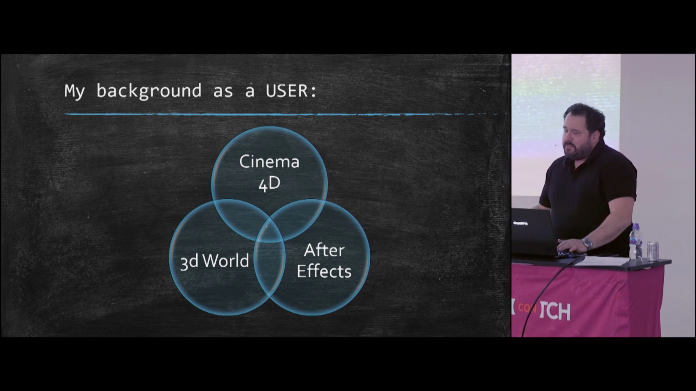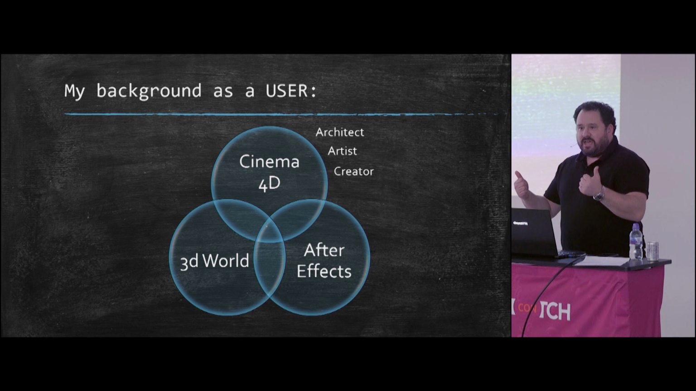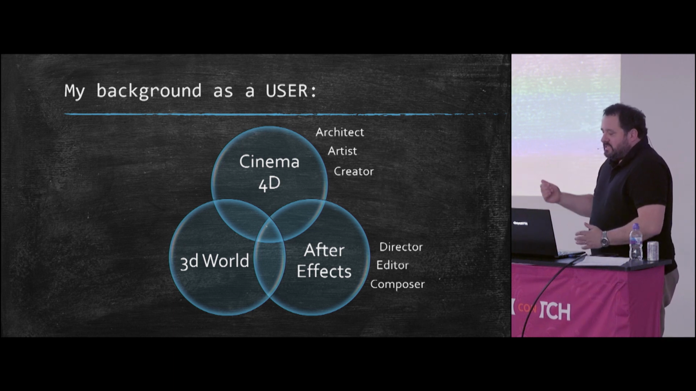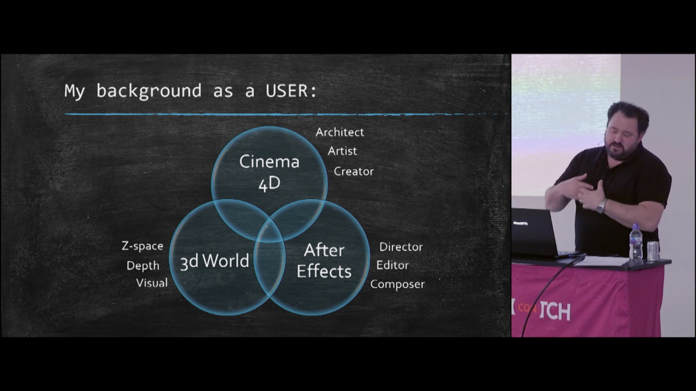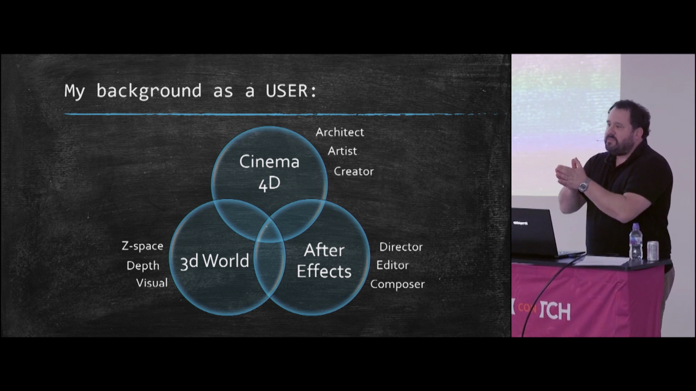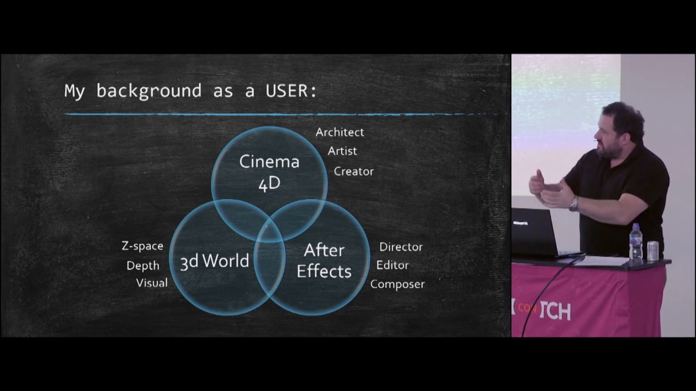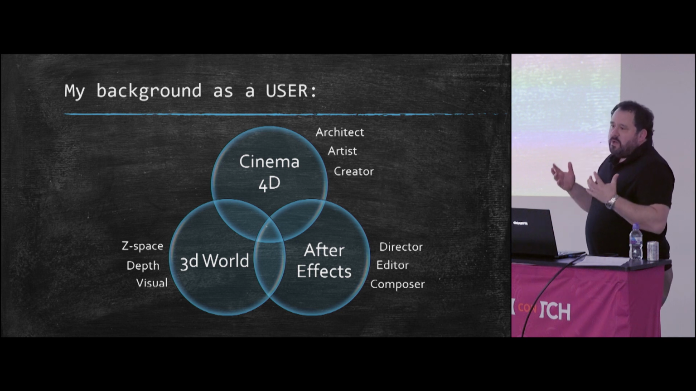In Cinema 4D, I'm the architect, I'm the artist, I'm the creator, all the things that I failed at in real life. I am behind my computer screen, which is really fantastic. Same thing with After Effects. I'm the director, I'm the editor, I'm the composer, which I absolutely love. And then I keep working in that 3D world, in that Z space, in that depth, that visual aspect of it. And like with any good Venn diagram, there's something in the middle. Up until a couple of years ago, I had no idea what that was.